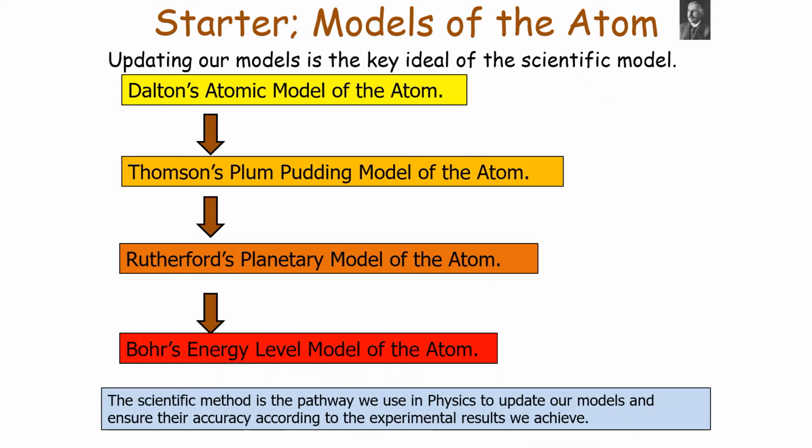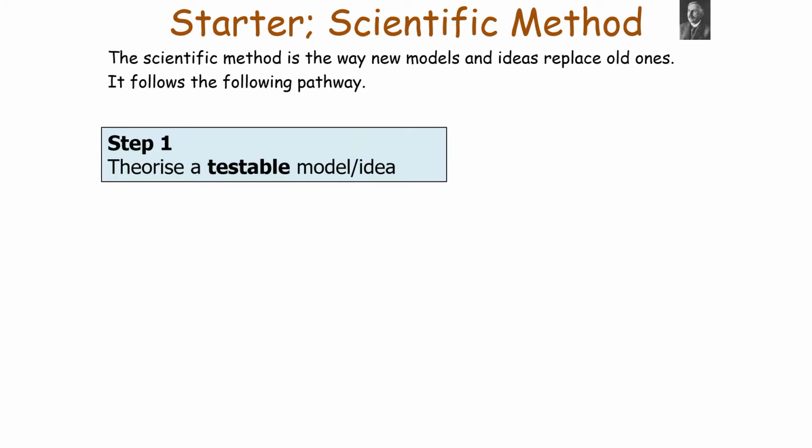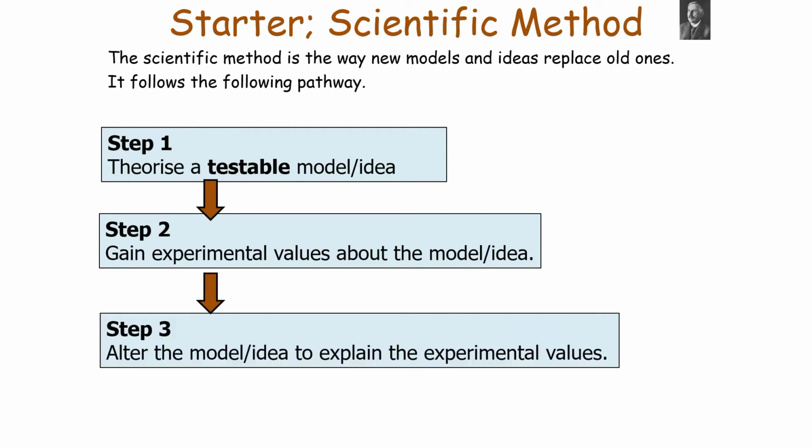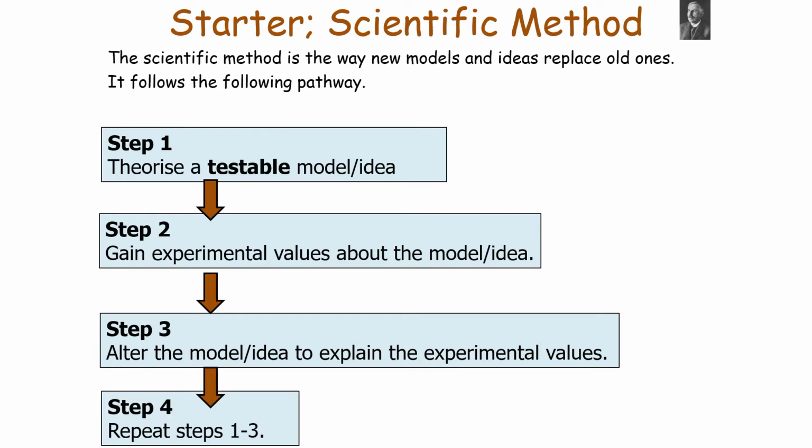So the scientific method is the pathway we use in physics to update our models and ensure their accuracy according to the experimental results that we achieve. So the scientific method is as follows. Step 1, you would theorize a testable model or idea. Then you would, step 2, gain experimental values about this model or idea. And then after step 2 you would then alter the model or idea to explain the experimental values, and you repeat and you repeat and you repeat.